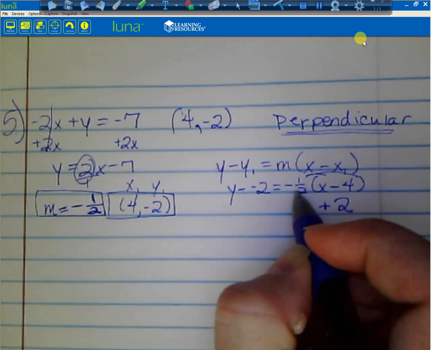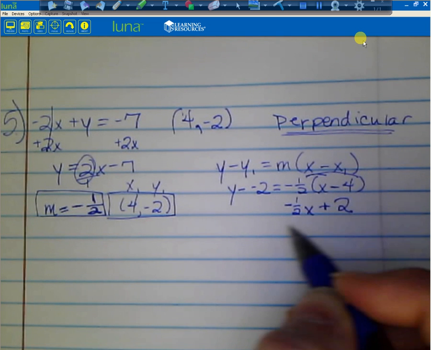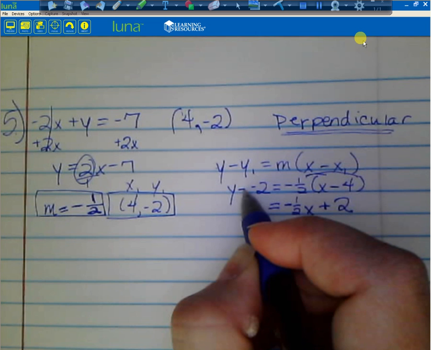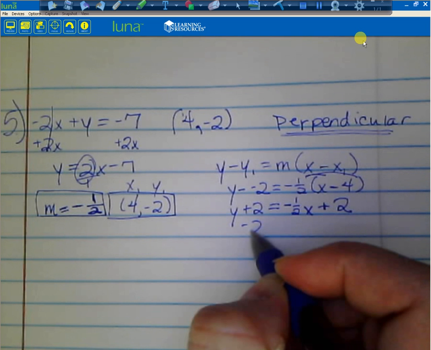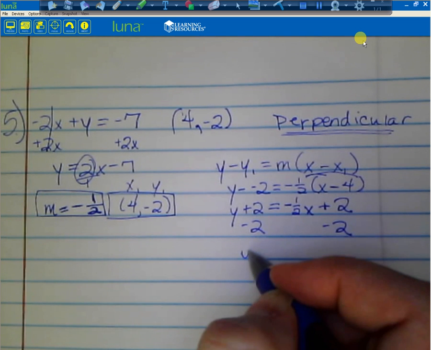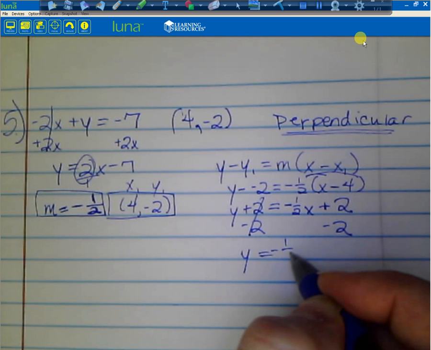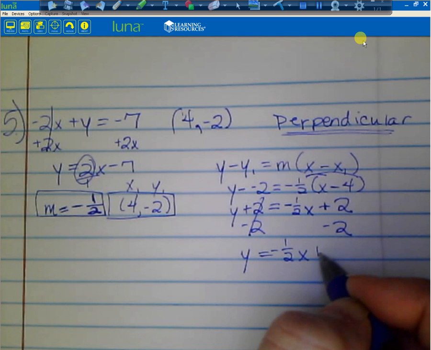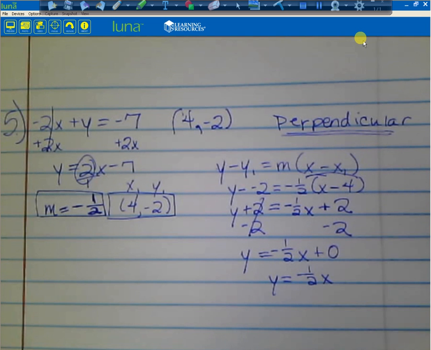When I multiply negative 1/2 times x, I get negative 1/2 x. Bring down my equal sign. This minus a negative 2 here changes to a plus 2. So now I'm going to subtract 2 on both sides, and that's going to give me y equals negative 1/2 x plus 0, which could also be written as y equals negative 1/2 x. Make sure that you have all of that down before you move on.